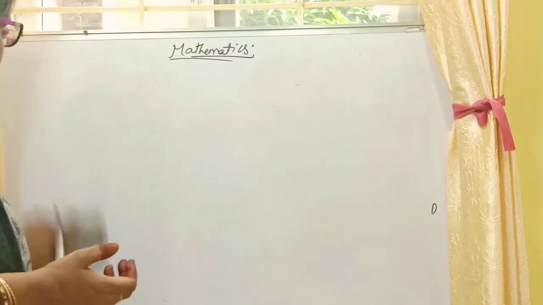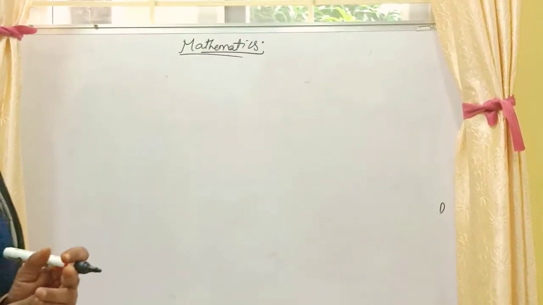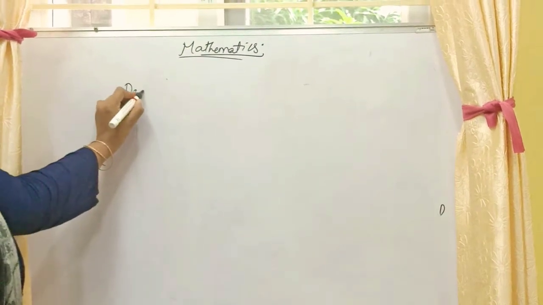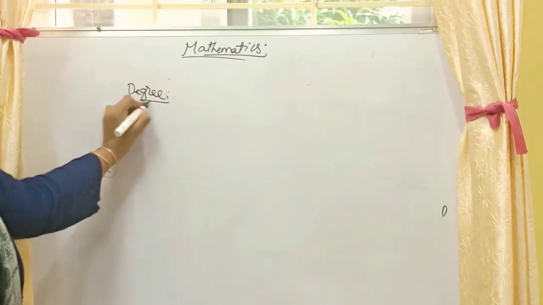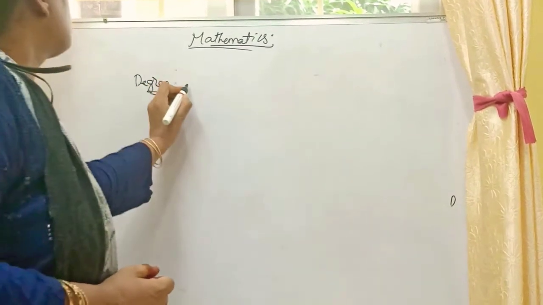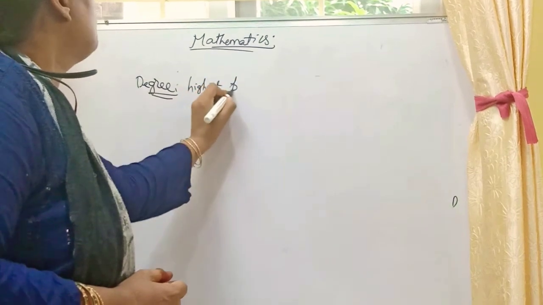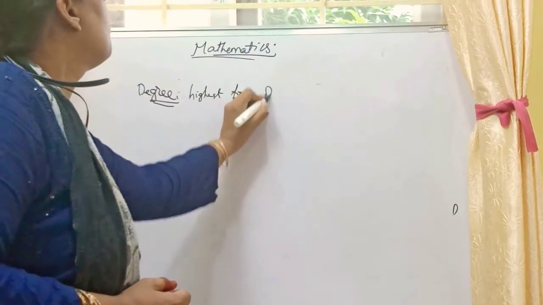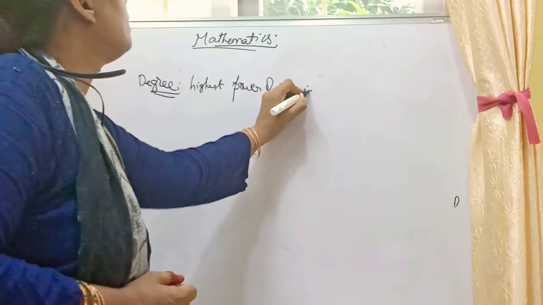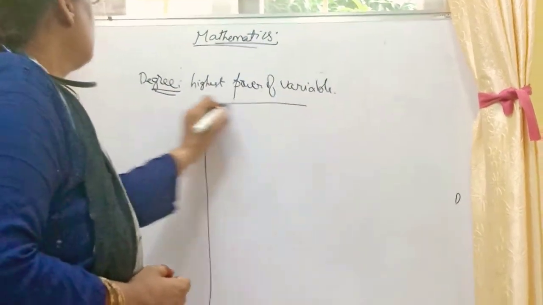Now, I hope you people have studied the degree. What do you call the degree? Highest power. The highest power of the variable in the given polynomial is called the degree. Highest power of the variable. Okay, so let us see through some examples.